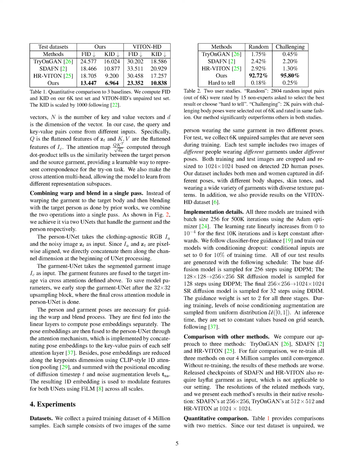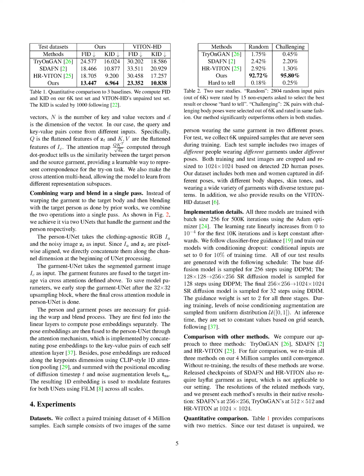2. Combining warp and blend in a single pass. Unlike previous methods that first adapt the garment to the target body and then blend it with the target person, we integrate these two operations into a single pass. We accomplish this by using two UNets that manage the garment and the person independently. The person UNet takes the clothing agnostic RGB and the noisy image as input, while the garment UNet takes the segmented garment image as input. The garment features are combined with the target image via the cross-attention mechanisms described above. To save on model parameters, we halt the garment UNet after the 32 by 32 upsampling block.